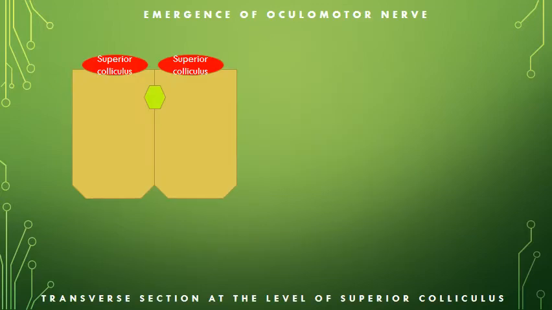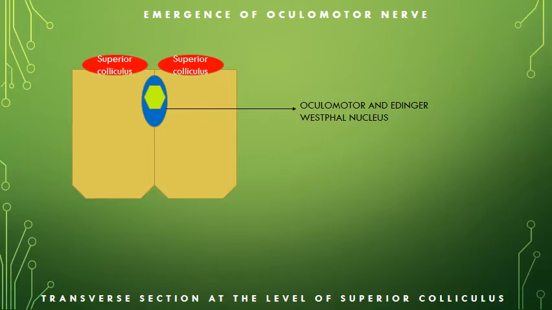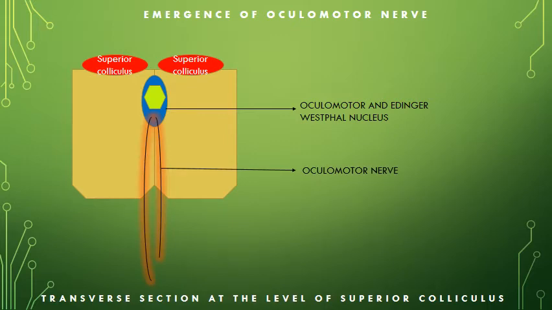Now the emergence of the oculomotor nerve. At the level of the superior colliculus, the oculomotor nerve emerges out of the midbrain. From the oculomotor and Edinger-Westphal nucleus, the oculomotor nerve emerges in front of the midbrain, at the superior colliculus level.